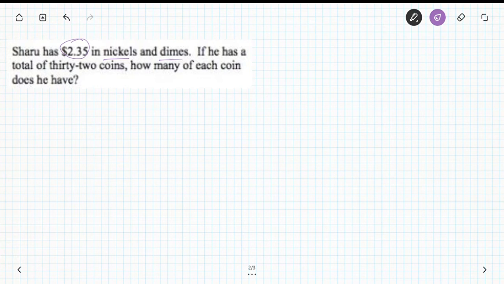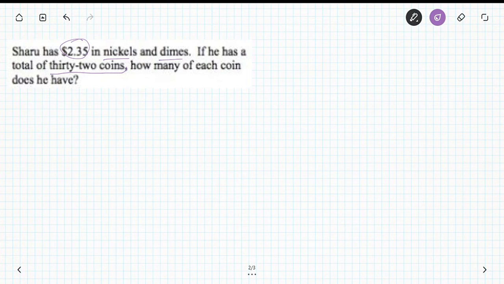If he has a total of 32 coins, okay, so he has 32 coins, how many of each coin does he have? This is sort of a situation that I've been stuck in before. You know how there are those machines in supermarkets where you have a whole jar of coins and you dump them all in and you wish, oh, I wish I knew how many quarters and dimes or pennies I have. And I think the machine counts them, but in this case his machine probably didn't count it.